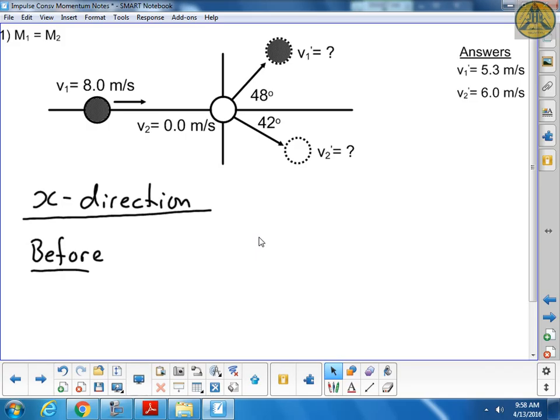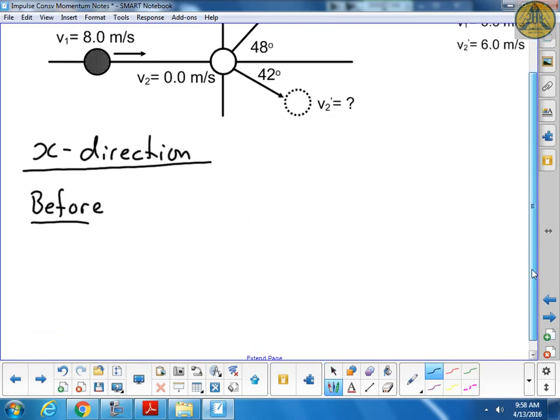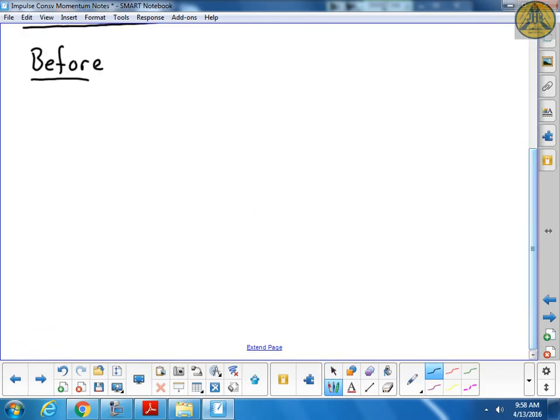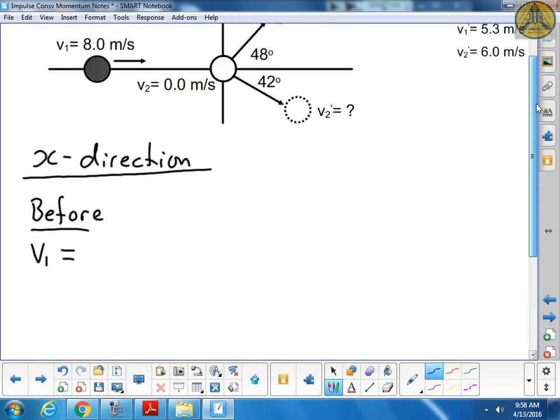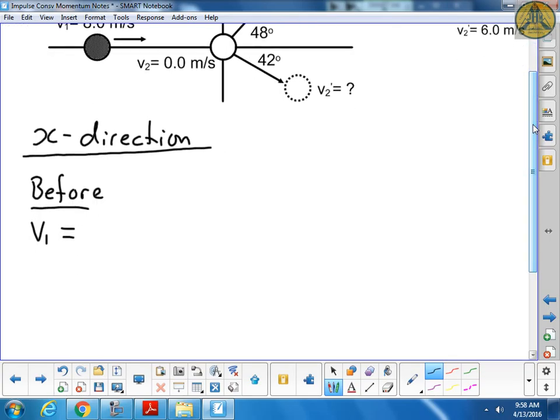So before the collision, object 1 is moving, and I already forget, 8 meters a second. Object 2 is not moving, 0. Remember, the masses are the same. They're just going to divide out of our equation. I'm not going to write them down.